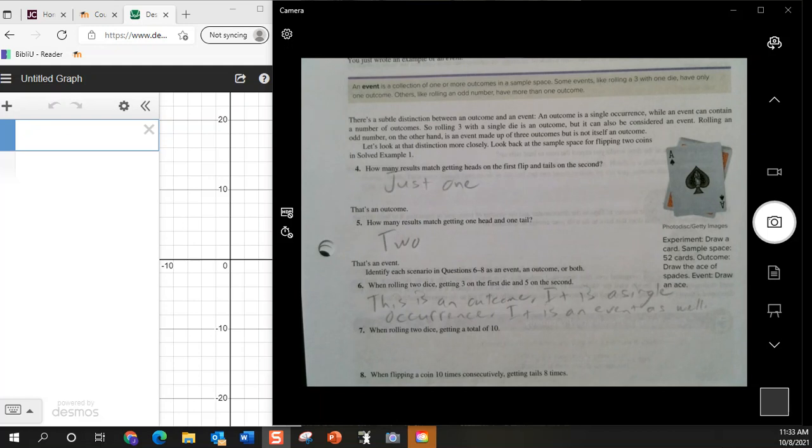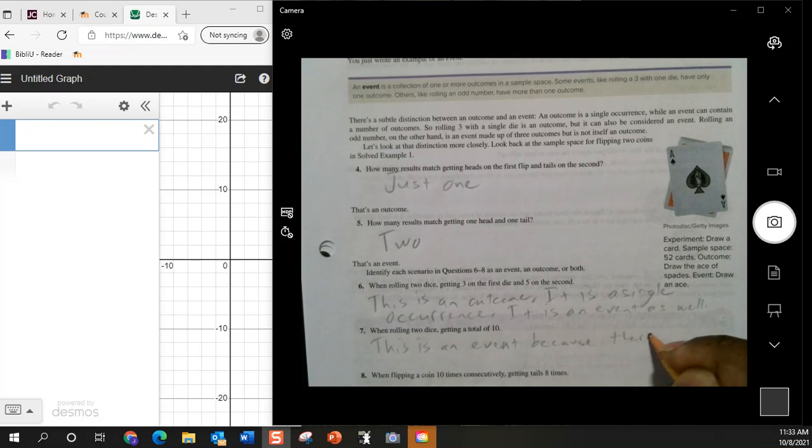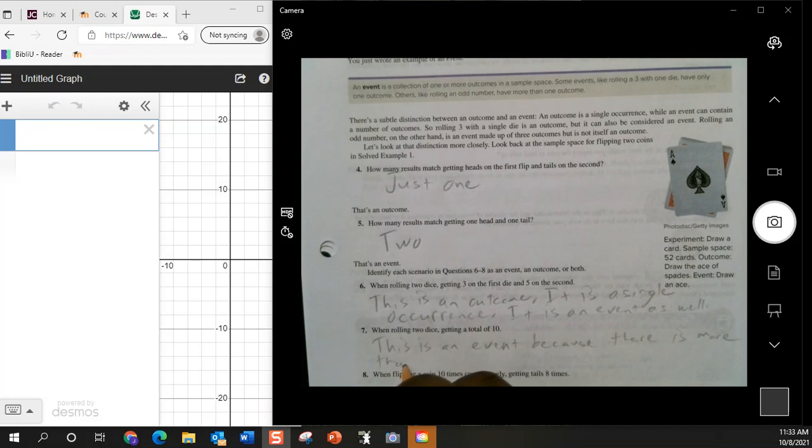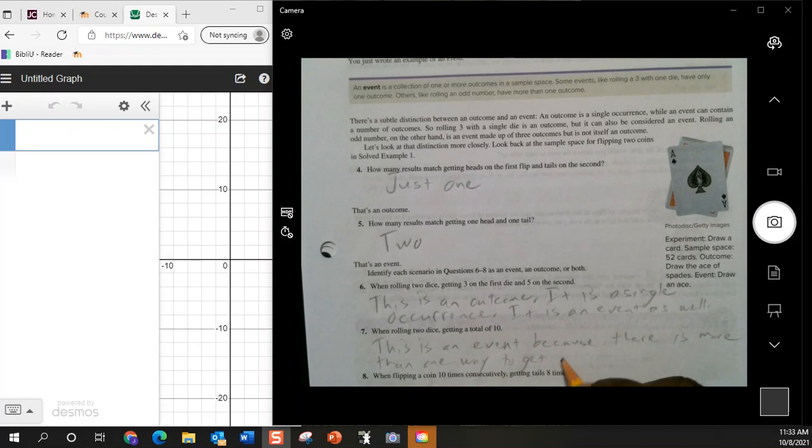Okay, now when rolling 2 dice, getting a total of 10. This is just an event because there is more than one way to get 10 rolling 2 dice.